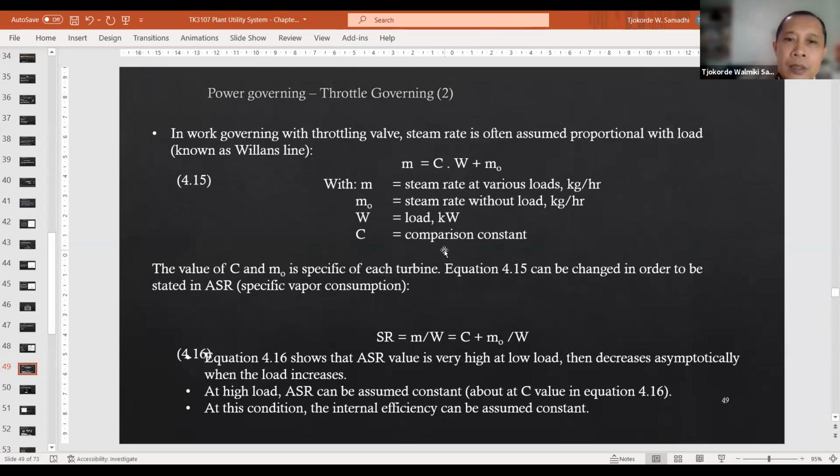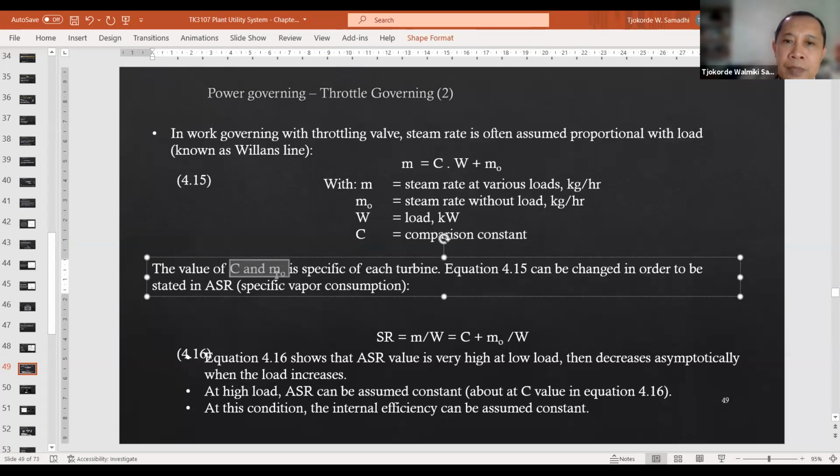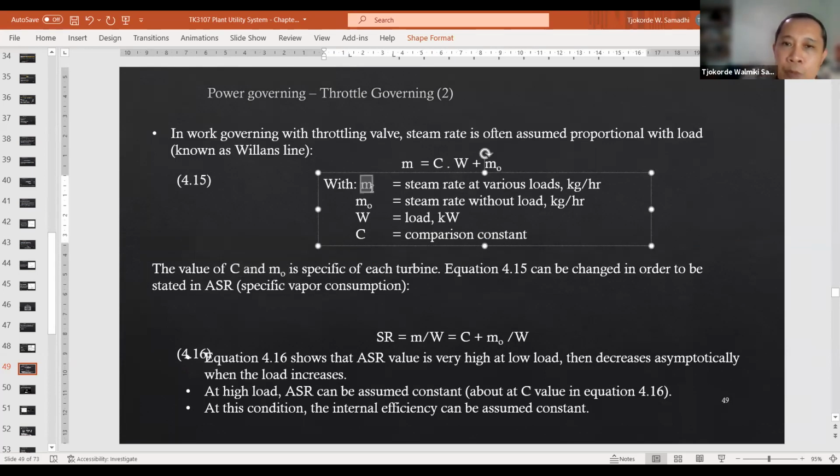Each turbine has its own value of this constant C and M sub 0. M sub 0 is the steam rate that occurs without any load on the turbine, and C is a constant. We call it a comparison constant, konstanta pembanding. M, without the subscript zero, is the steam rate at various loads. So this is what we calculate.